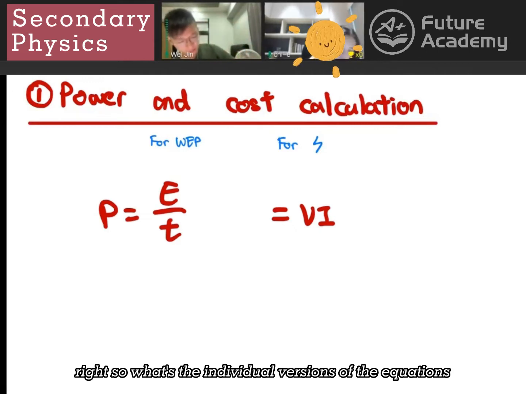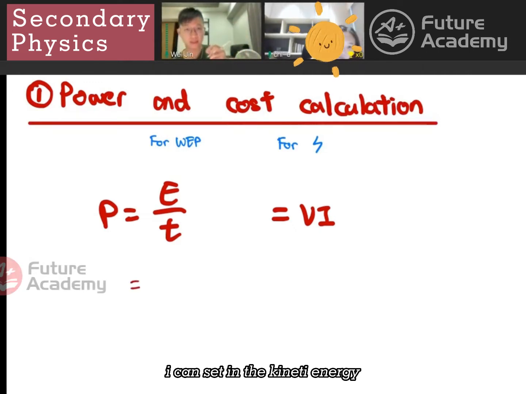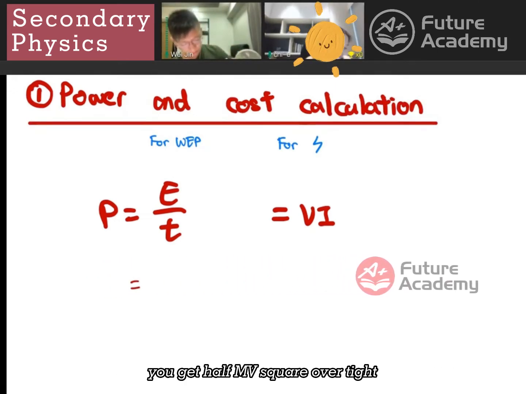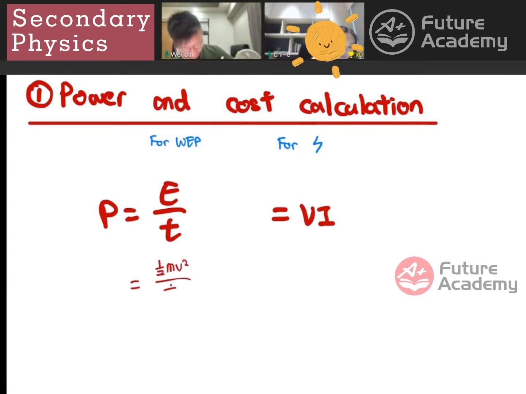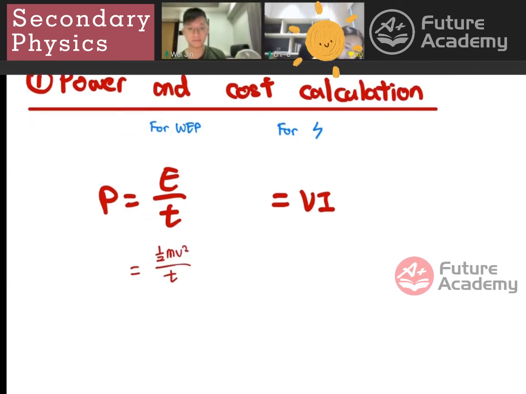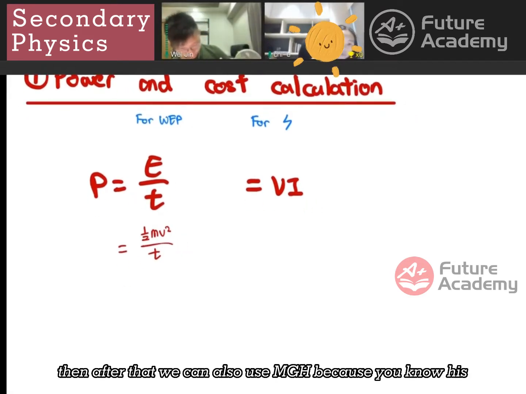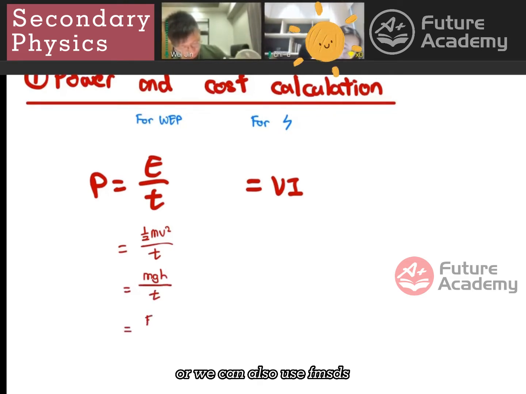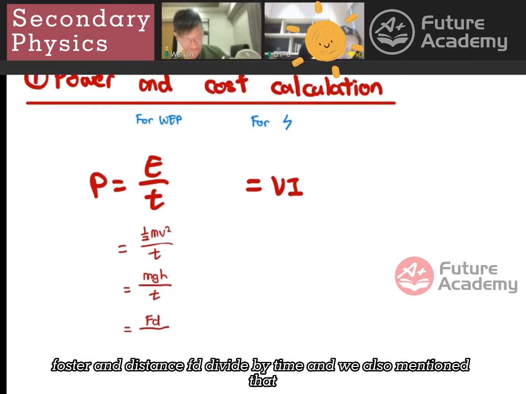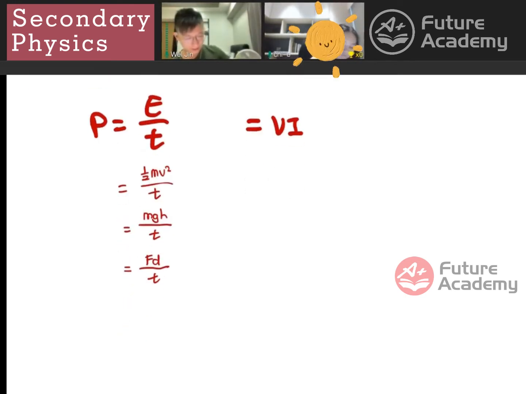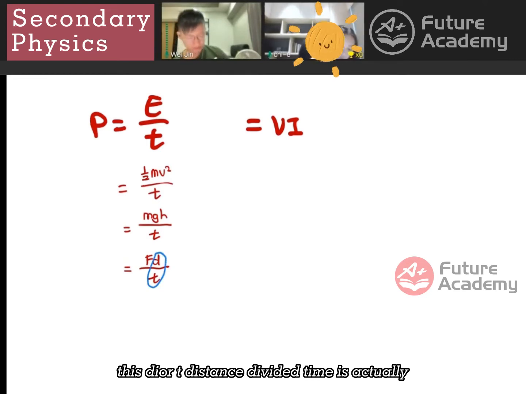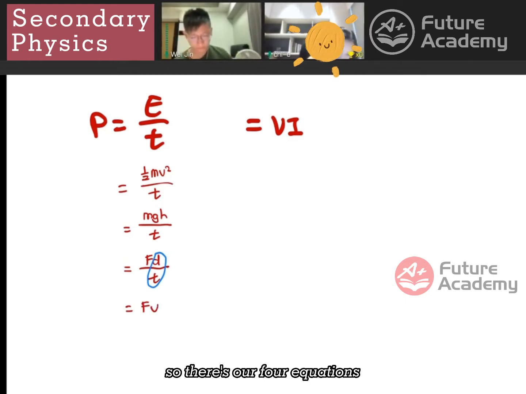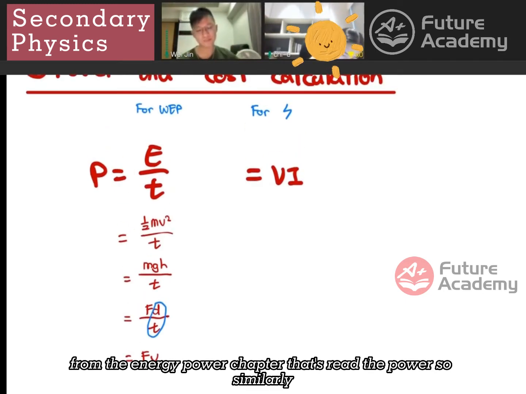So what are the individual versions of the equations? I can sub in the kinetic energy, the potential energy, and things like that. For work, energy, power, you substitute the E, and you get half mv squared over time, that is when energy is kinetic energy. Then we can also use mgh, gravitational potential energy, over time. Or we can use F times d, force times distance, divided by time. And this d over t, distance divided by time, is the same as velocity, so it equals Fv as well. So that's our 4 equations from the work, energy, power chapter that's related to power.